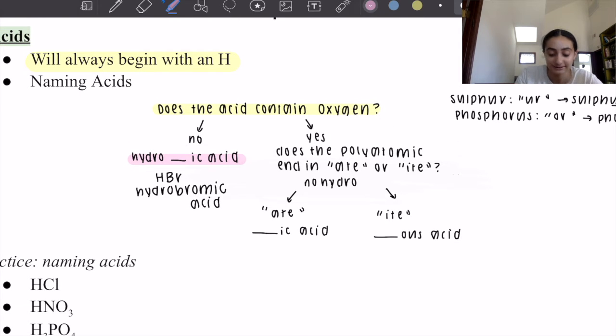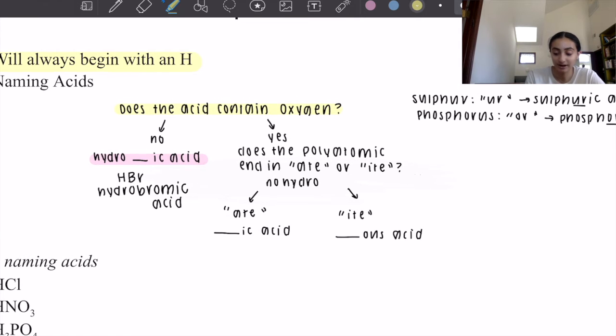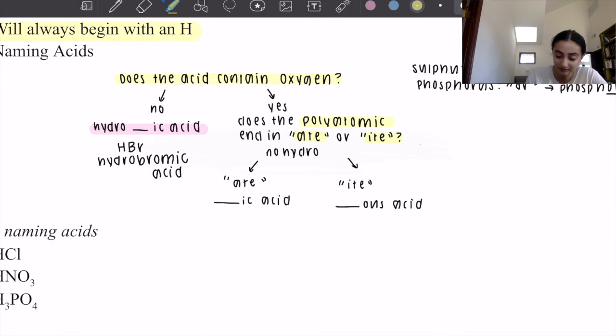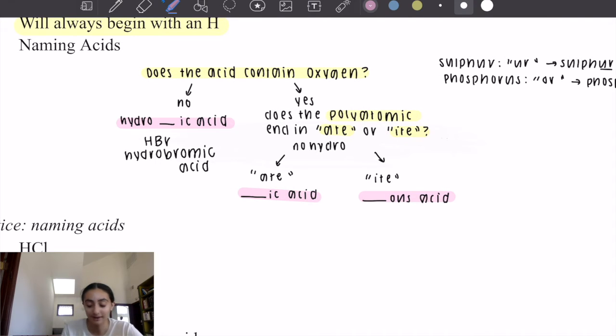Now, if the acid does contain oxygen, there's another question you would have to ask. If the acid does contain oxygen, this means that there is a polyatomic ion attached to the hydrogen. So then we have to look at the ending of the polyatomic ion. Does the polyatomic ion end in ate or ite? If the polyatomic ends in ate, we do not use hydro in the name, and we just write the polyatomic ion ending in ic and then acid. If it ends in ite, we do the same, but it ends in ous. So that is just an overview of how you name it.